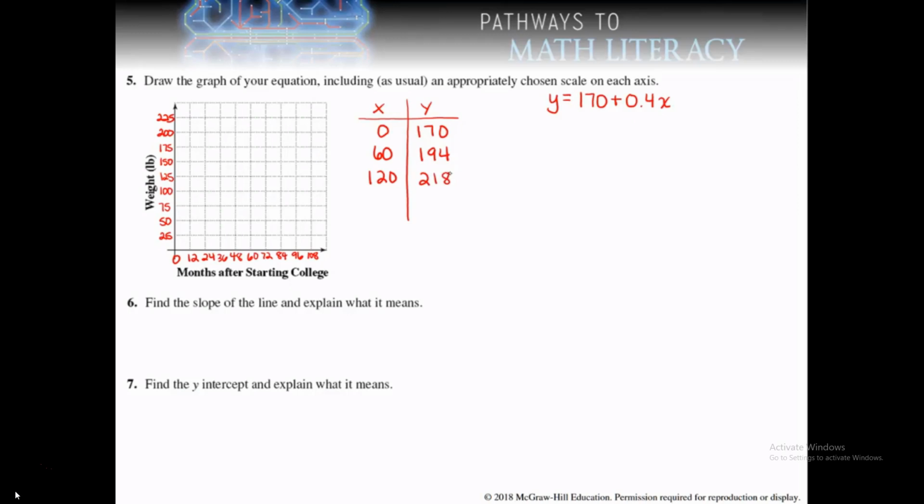So then in 6 we're supposed to find the slope of the line. Well, looking at the equation and thinking about y equals mx plus b, the m, or the slope, would be the 0.4. And what that means is that Bubba is gaining 0.4 pounds per month. And then in number 7, find the y-intercept. Well, again, looking at that equation and thinking about y equals mx plus b, the mx is the 0.4x, so the b is the 170. That means the y-intercept is (0, 170), and that's his starting weight at 0 months, so when he first started college.